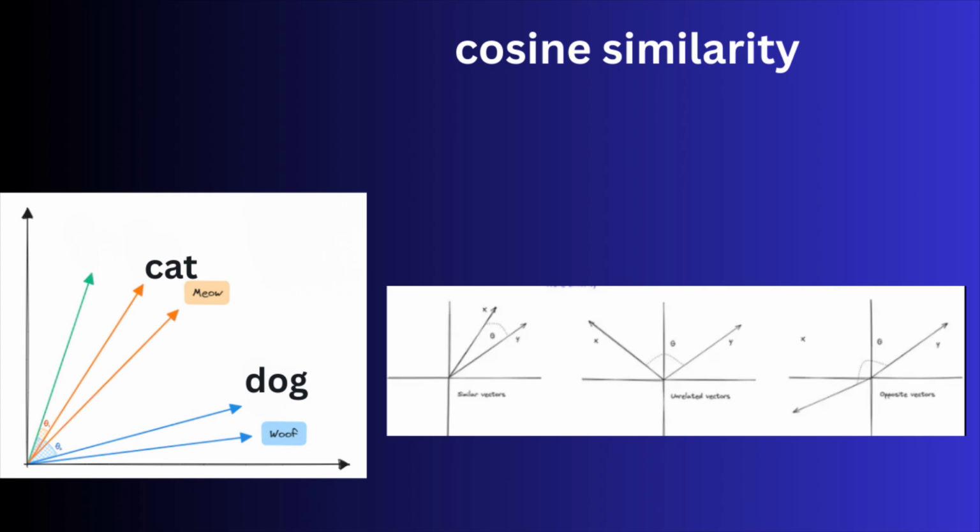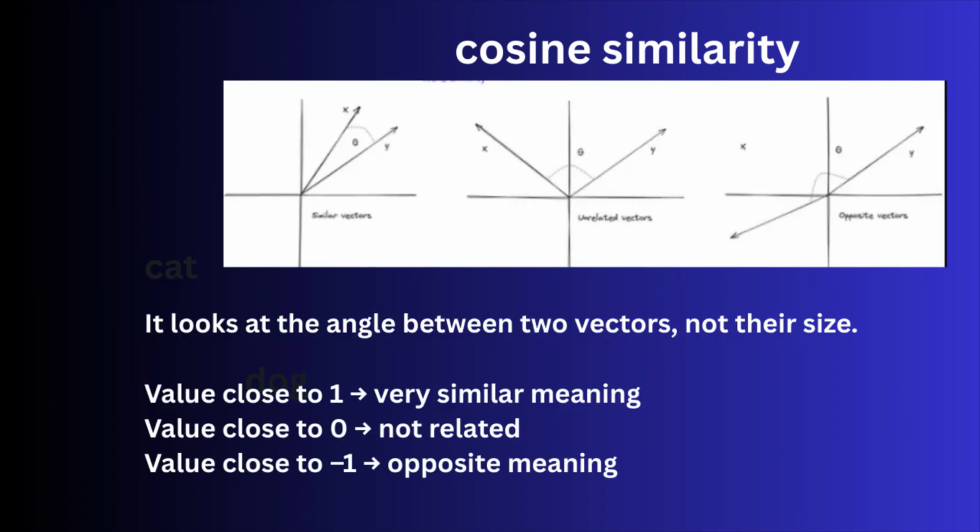A value close to 1 means very similar meaning. A value close to 0 means not related. A value close to -1 means opposite meaning. Cosine similarity is used to find text with similar meaning in semantic search. There are other algorithms for semantic search, like nearest neighbor, Euclidean distance, etc. But we don't need to worry about that. Basically, you need to understand this is the way the data is retrieved from the vector database.